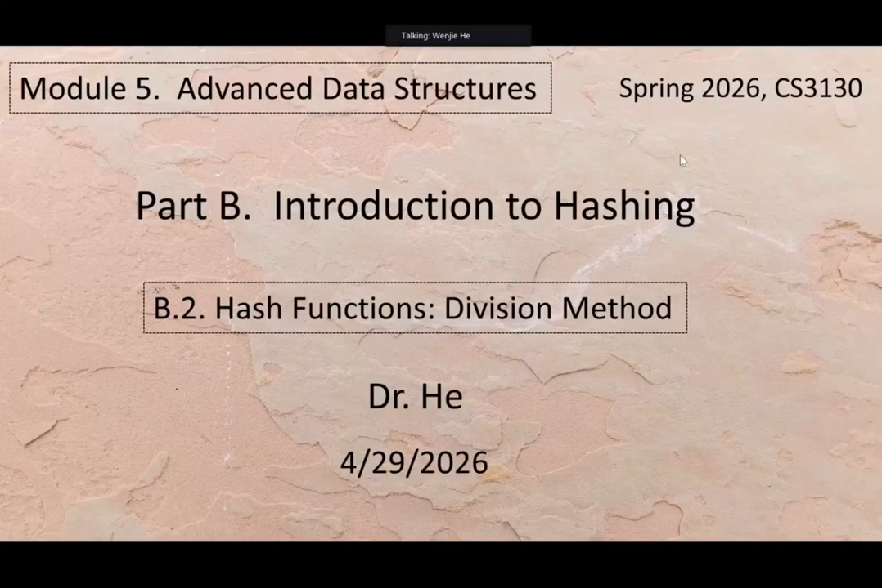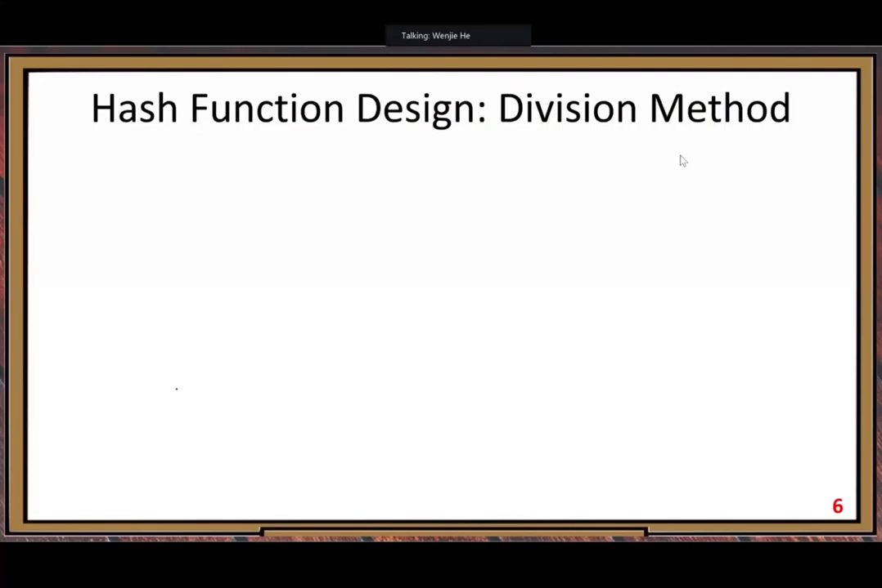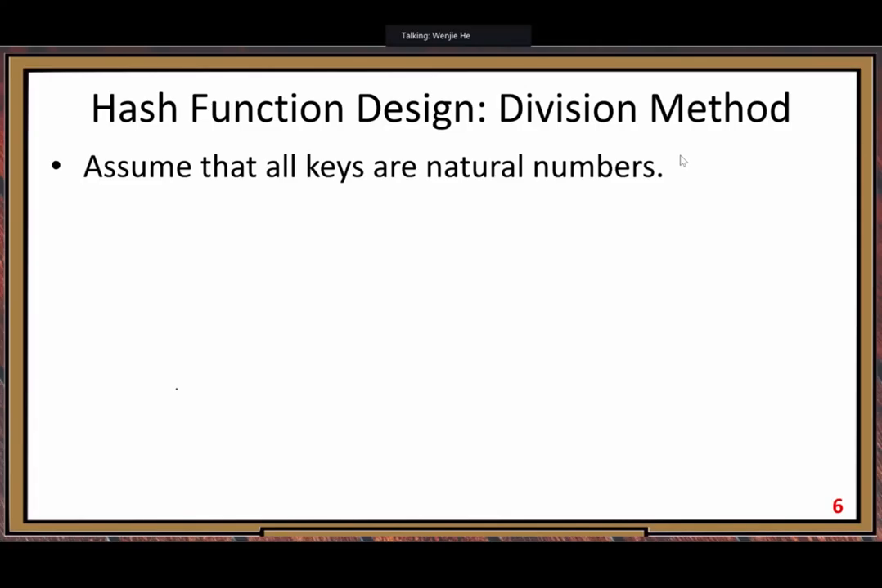Here we look at two simple hash functions. The first one is the division method. The second one is the multiplication method. The division method hash function is simple: we do division. Assume that all keys are natural numbers.